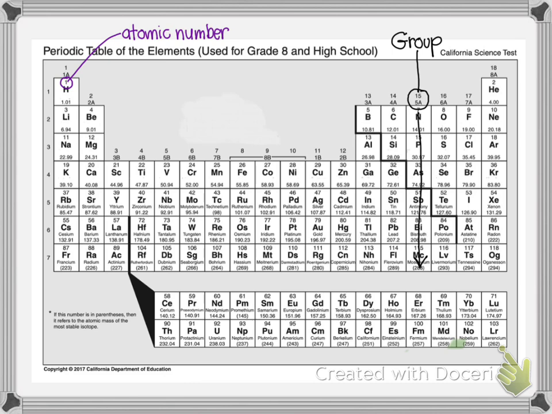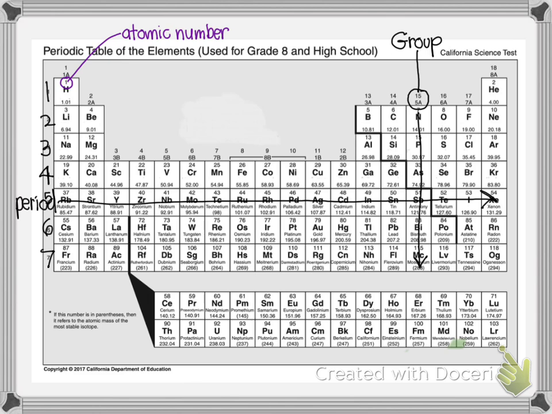We also can label any rows. So rows are these horizontal ones, and they're called periods. Periods have the numbers based on their location. If we start at the top with hydrogen being in period 1, and then we just number down. And so the one that I drew the line through would be period 5.